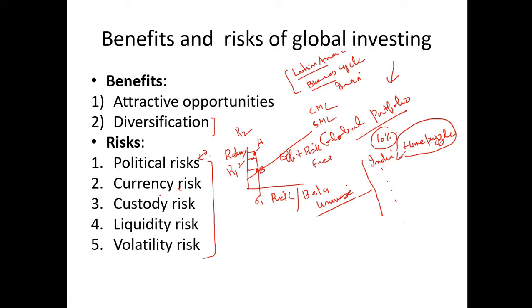The custody risk I have explained to you. In extreme cases, governments expropriate the assets, so that is extreme. And then liquidity risk is also there: sometimes investments are very difficult to dispose of, and when you sell off the investment, it results in heavy loss. Liquidity means you can transact at a low bid and ask spread, that is, the difference in the rates at which you can buy and sell should be very narrow.